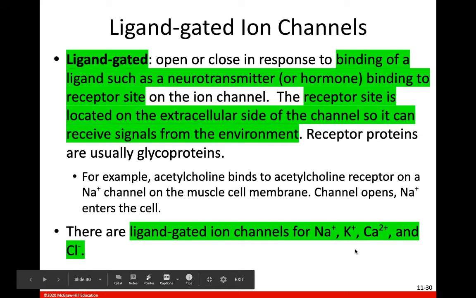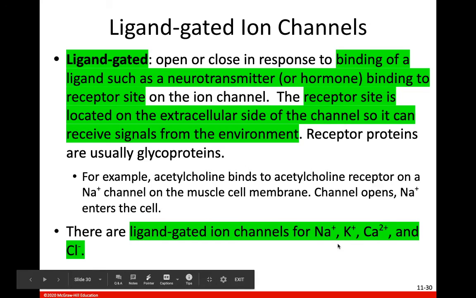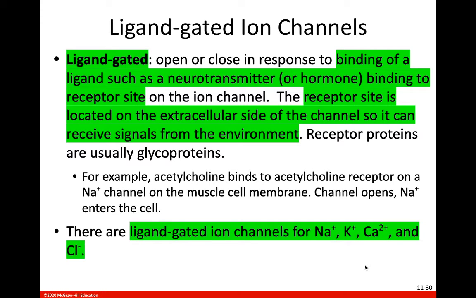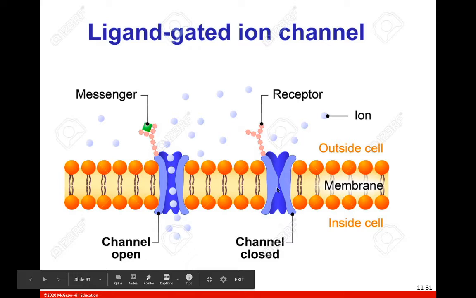So in addition to having leak ion channels for sodium, potassium, and chloride, we also have ligand-gated ion channels for those. So again, lots of ions moving across the cell, both at rest and during stimulation. The calcium ion channels, we'll see a little bit later, will be very important in stimulating cardiac muscle contraction. So again, this is showing you a closed ligand-gated ion channel.